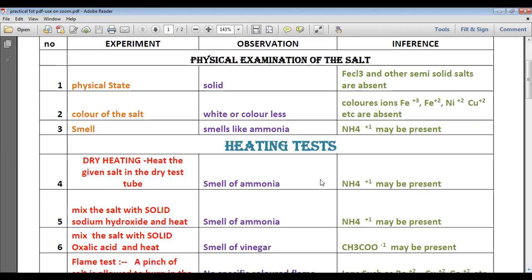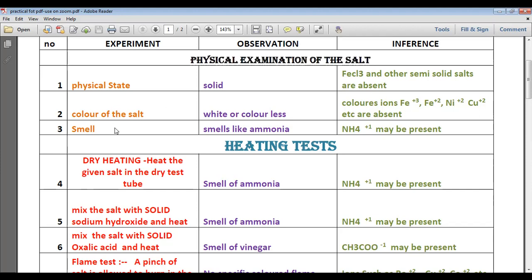Then we have the next one, color of the salt. We could easily identify that the color of the salt was colorless, or you can say white. Therefore, those ions which are colored, Fe plus 3 ion, Fe plus 2 ion, Ni plus 2 ion, Cu plus 2 ion, must be absent because there was no color in the salt.